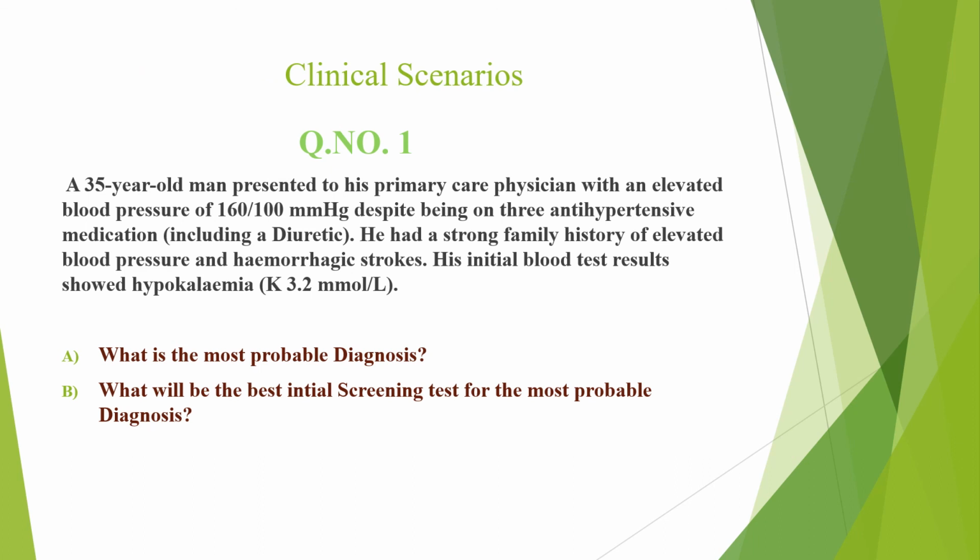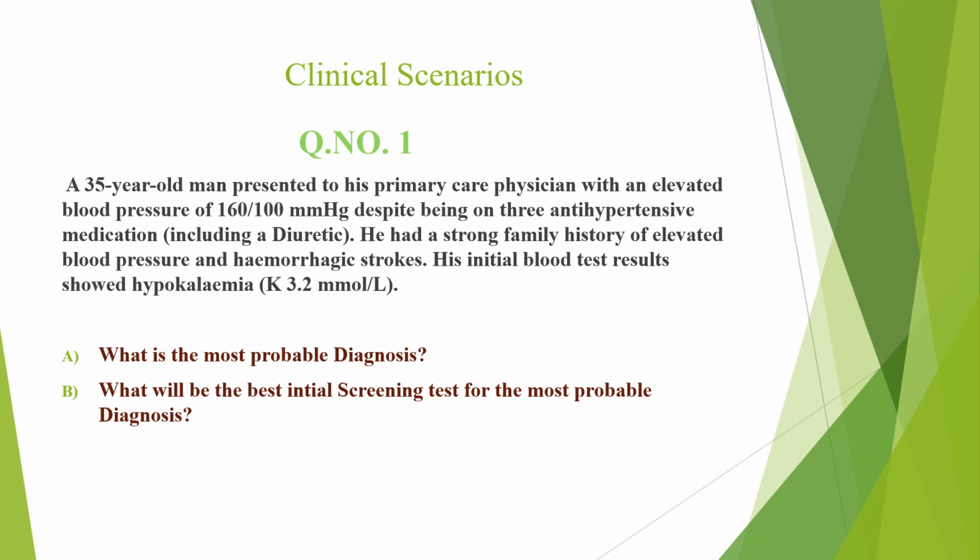Question number 1. A 35 years old man presented with features of high blood pressure, strong family history of hypertension and hemorrhagic stroke, and he's having hypokalemia. So hypertension with hypokalemia with family history of hypertension with hemorrhagic strokes. What is the most probable diagnosis?